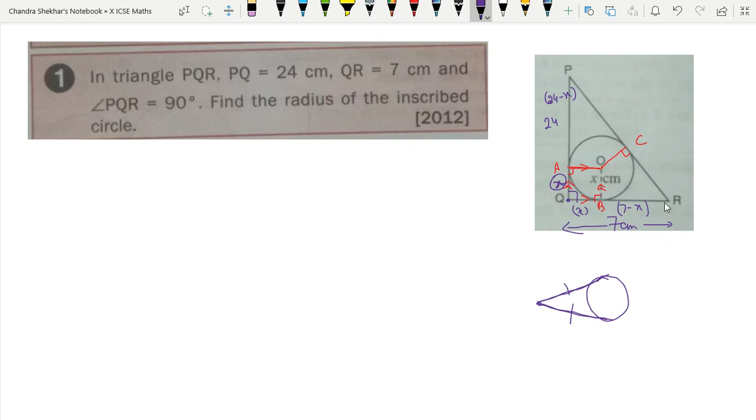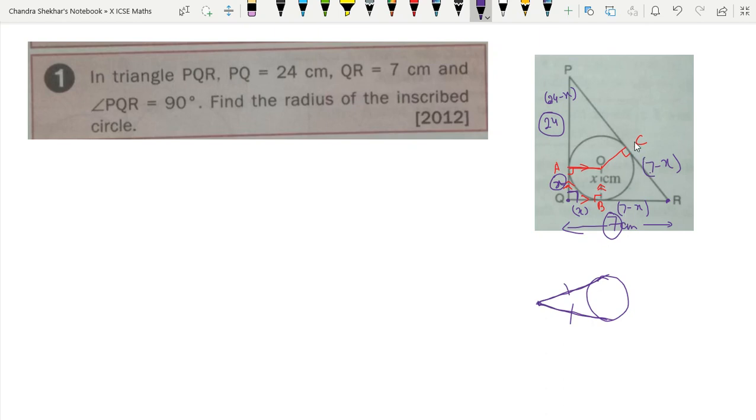Now, similarly, if I want to know this entire length PR, see, R is also a point external to the circle, and there is a tangent to the circle from R. RC will become equal to RB, because RB and RC are two tangents from the external point. So if this is 7 minus x, this also will be 7 minus x. Now I do not know what length PR is. I can use the Pythagoras theorem because this is a right angle triangle. Using Pythagoras, we can use 24 and 7 centimeter to find the length PR here. So that will be the square root of 24 square plus 7 square.